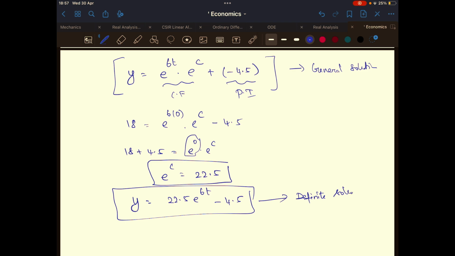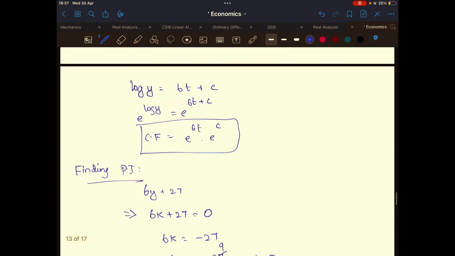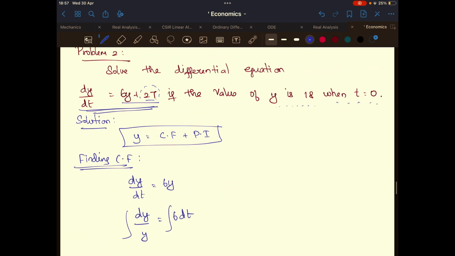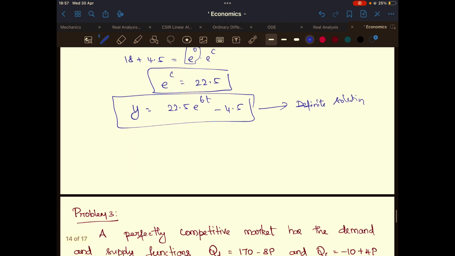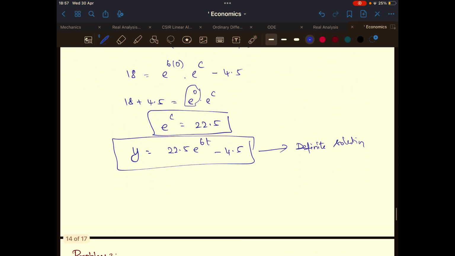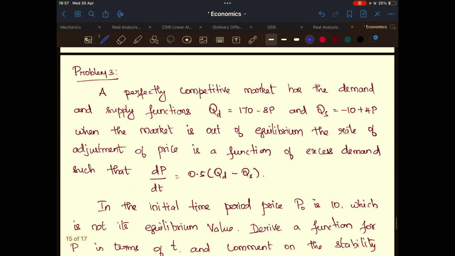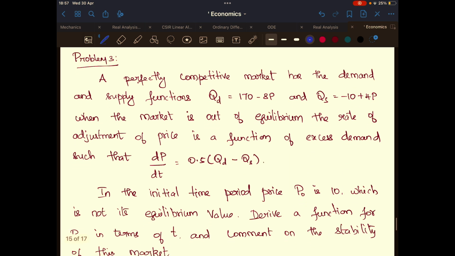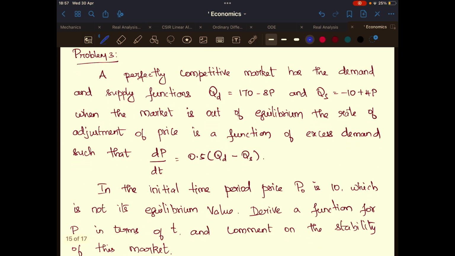See here, comparatively to the last question, they haven't asked you what is the value of y when t equal to 6, t equal to 9. So you have to stop with the definite solution. That's it. Now problem 3 is very easy, but many of you haven't read it, I think.